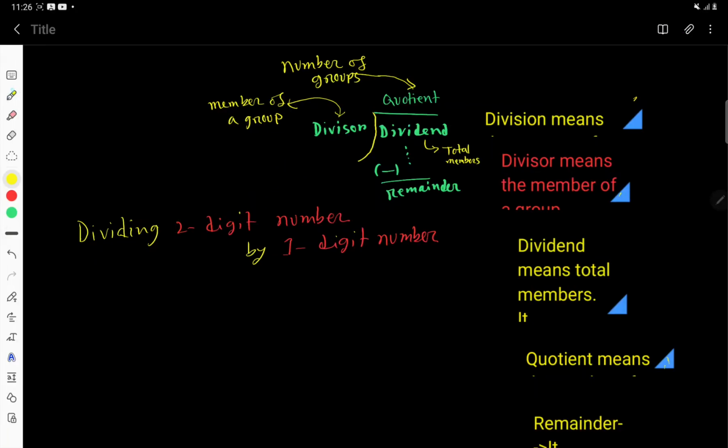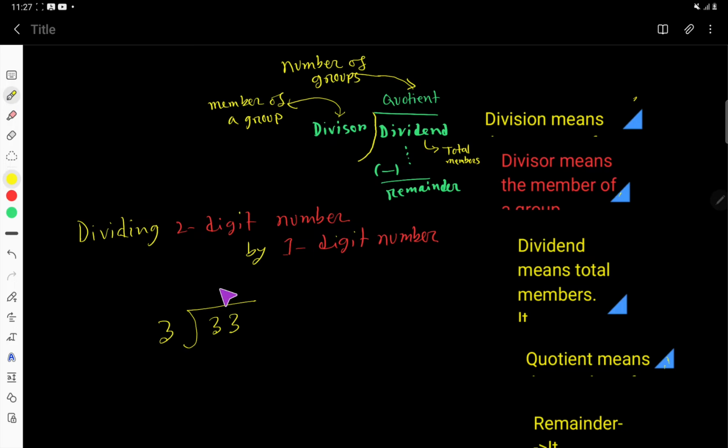In this video, you will learn how to divide a two-digit number by a one-digit number. So let us take an example. How to divide this two-digit number? This is the dividend and this 3 is the divisor. Divisor means the number of members in a group, dividend means total members, and quotient means the number of groups.